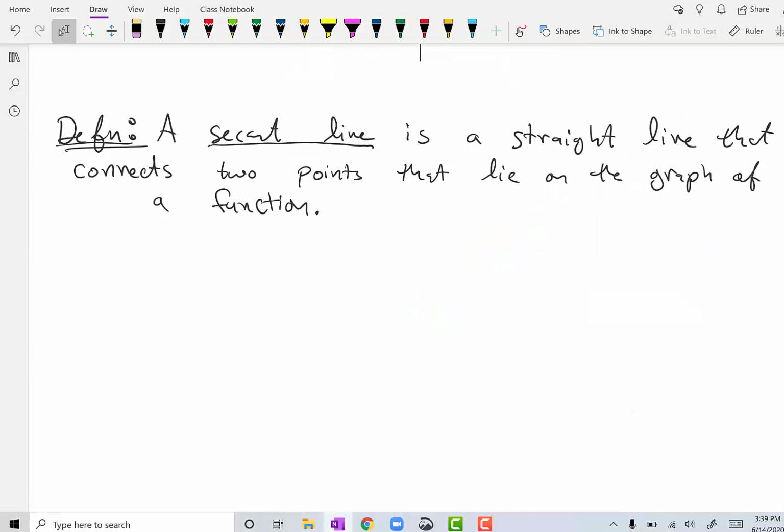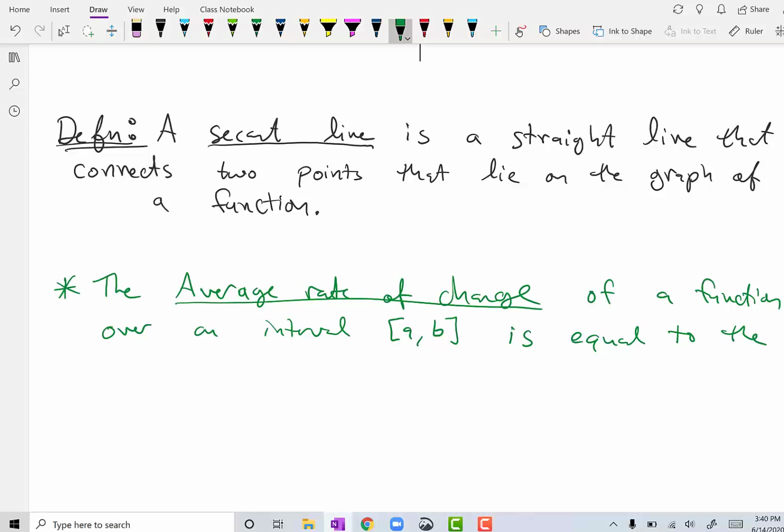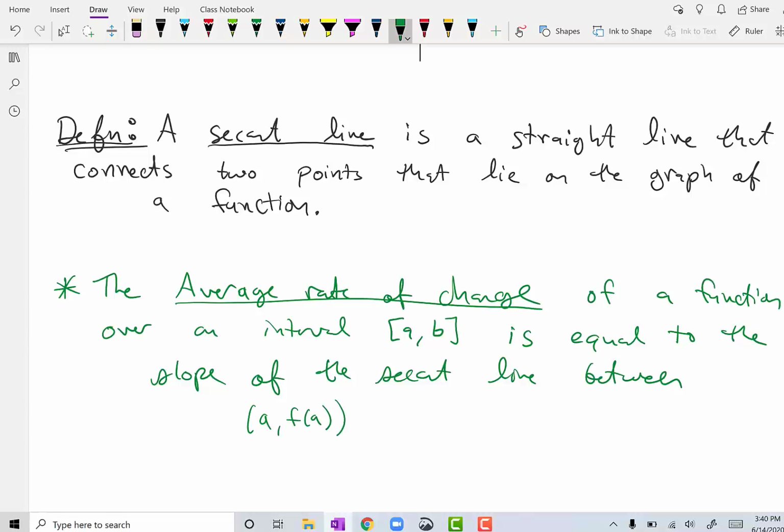And so the conclusion we can come to is that the average rate of change of a function over an interval from a to b, as long as b is bigger than a, is equal to the slope of the secant line between 2 points, between your starting point, a comma whatever the output at a is, and b, whatever the output at b is.